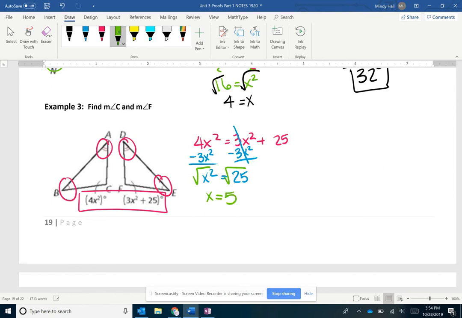So then if x equals 5, we plug that back in so we can get the actual degree measure. 4 times 5 squared, or 4 times x squared, that would give us 4 times 25. Make sure you are not squaring both the 4 and the 5, or multiplying 4 times 5 and then squaring. You do square just the 5 first. And then 4 times 25 is 100. So that would give us 100 degrees for these angles.